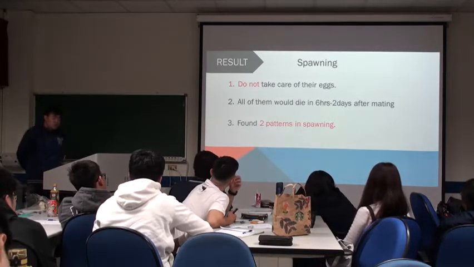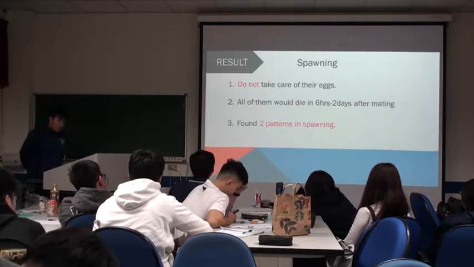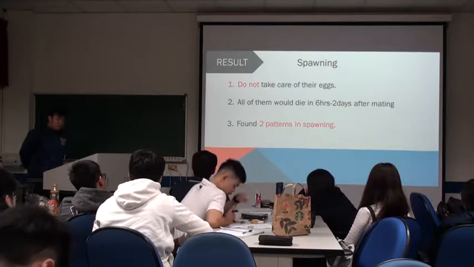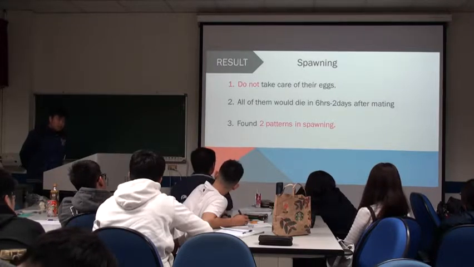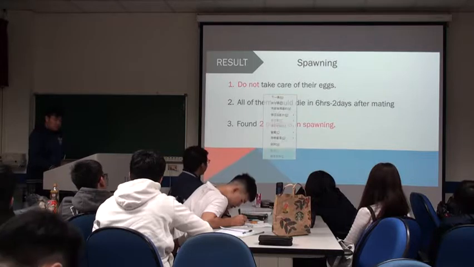And this is the result of spawning. These two species also have three common points. First, they do not take care of their eggs. Second, all of them die 6 hours to 2 days after mating, because they are short-lifespan animals. And third, we found two patterns in spawning.